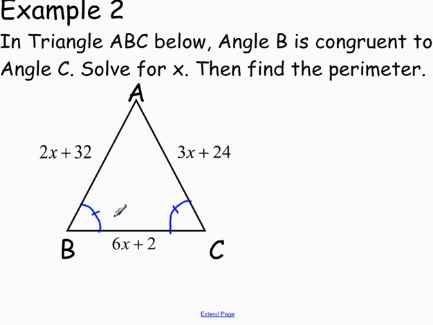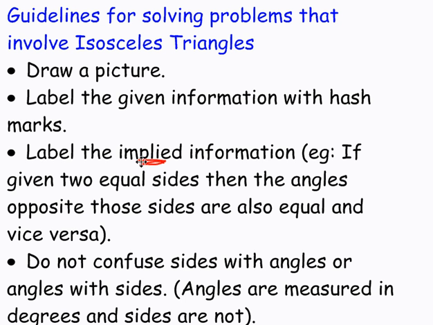Well, they drew a picture for me already, and they labeled the sides for me, right? It's important to note that these expressions here represent sides because they're outside of the triangle. So 2x plus 32 represents the side AB, this represents the side AC, and this represents the side BC. So they drew a picture for me, they labeled for me, and now I have to label the implied information.